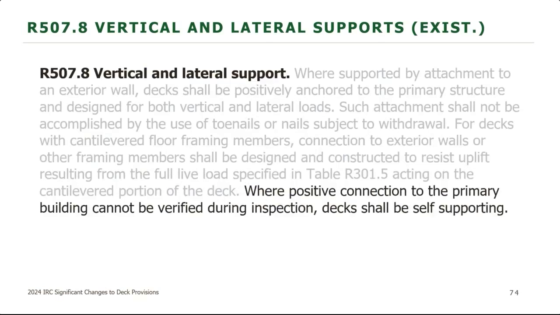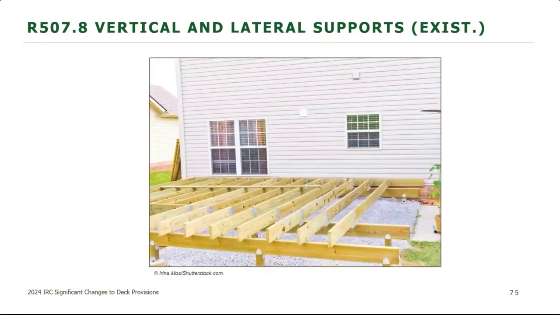And then where a positive connection to the primary building cannot be verified, the deck shall be self-supporting. And what that looks like is right here. You can see right along the house, they put a new line of beams and posts, so that deck is completely self-supporting. I talked about earlier how the existing building can remain exactly as it is. Well, you can see in this picture, if they're going to put a deck right here, those windows that are existing on the house are perfectly fine to stay there as they were previously. But once you put this deck here, now they're really close to that walking surface. So those windows would have to be changed over to safety glazing because of the proximity to the walking surface.